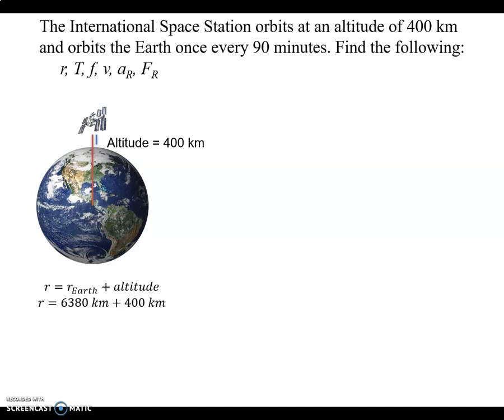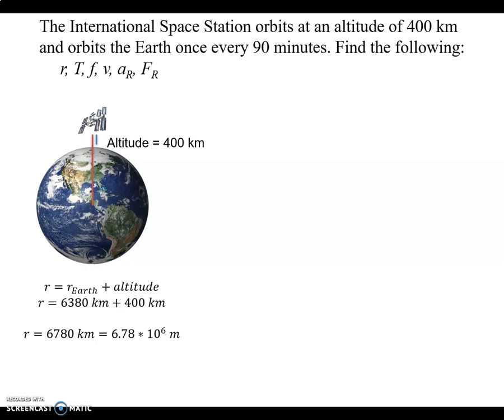A lot of that type of information is actually inside the front cover of your textbook: the radius of the Earth, the mass of the Earth, the distance of the Earth to the moon, the distance of the Earth to the sun, lots of different information like that. So the total radius would be the radius of the Earth, 6,380 kilometers, plus the altitude, 400 kilometers, which gives me a total of 6,780 kilometers, or 6.78 times 10 to the 6th meters. Okay, there it is. That's the radius. That's the first thing done.